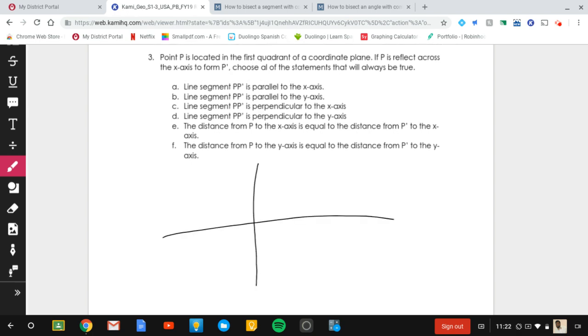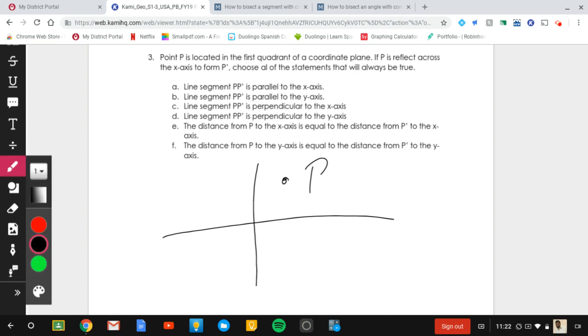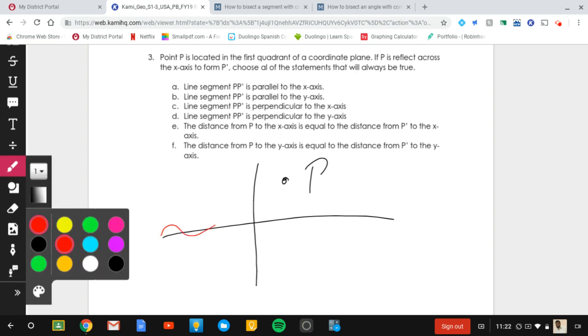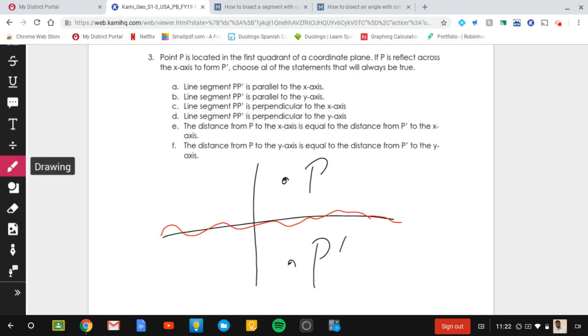So what we have is our XY plane. It says point P is located in the first quadrant. We know this is the first quadrant, so we're going to call this point P. P is reflected across the x-axis. Where is the x-axis? This is my x-axis. It's reflected along that axis. So where is P prime going to be? P prime is going to be somewhere down here. Now we can go ahead and answer those questions.